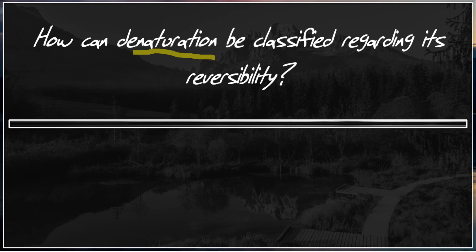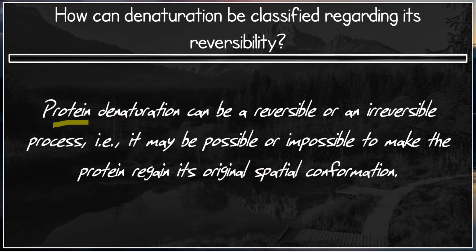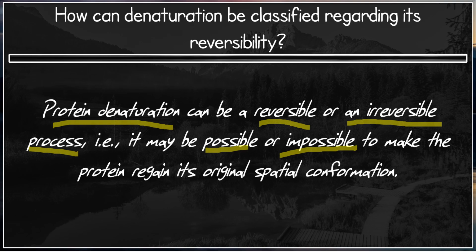How can denaturation be classified regarding reversibility? Protein denaturation can be a reversible or an irreversible process. That is, it may be possible or impossible to make a protein regain its original spatial conformation.